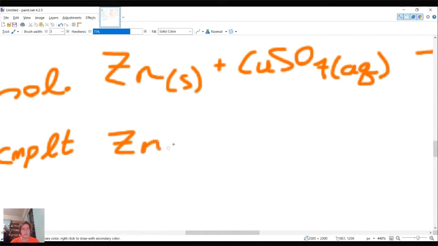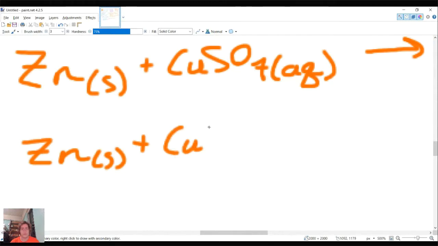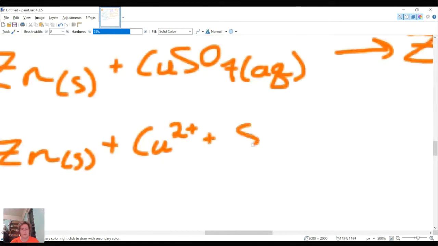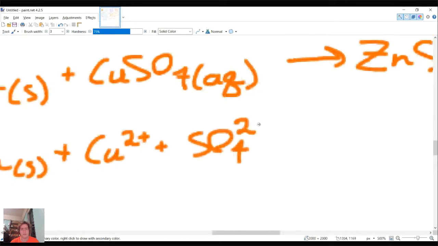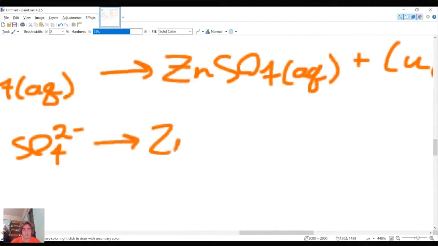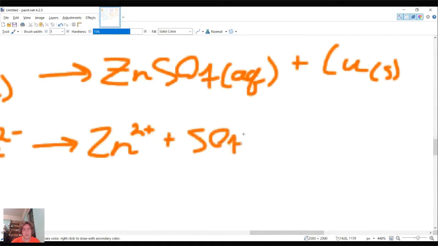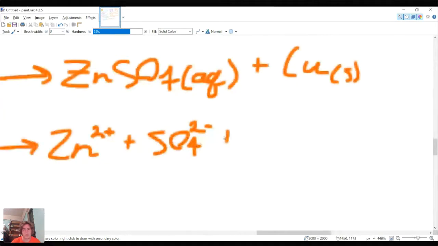So zinc can't really dissolve into anything. The copper can dissolve. This can dissolve. That's sulfate. Did I get the ion charges right? Let's hope I got the charges right. So SO4, yeah, it's 2 minus. And this is forming another aqueous compound, Zn2 plus, SO4 2 minus, plus solid copper.